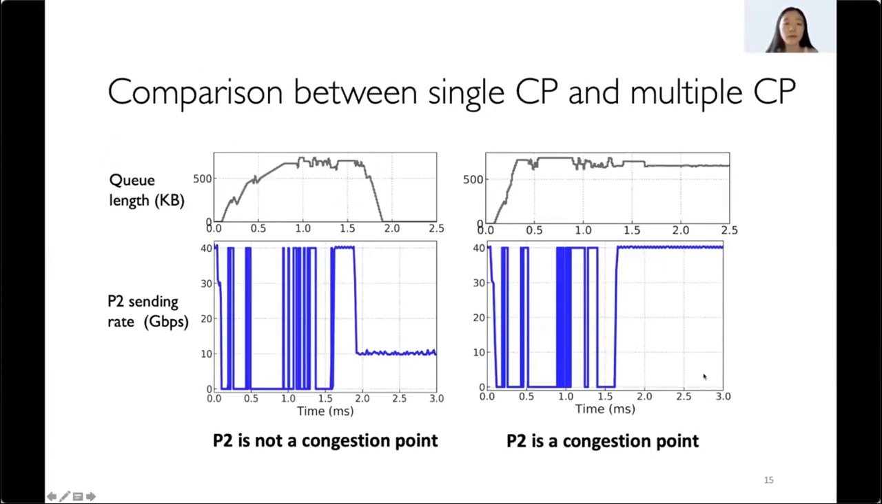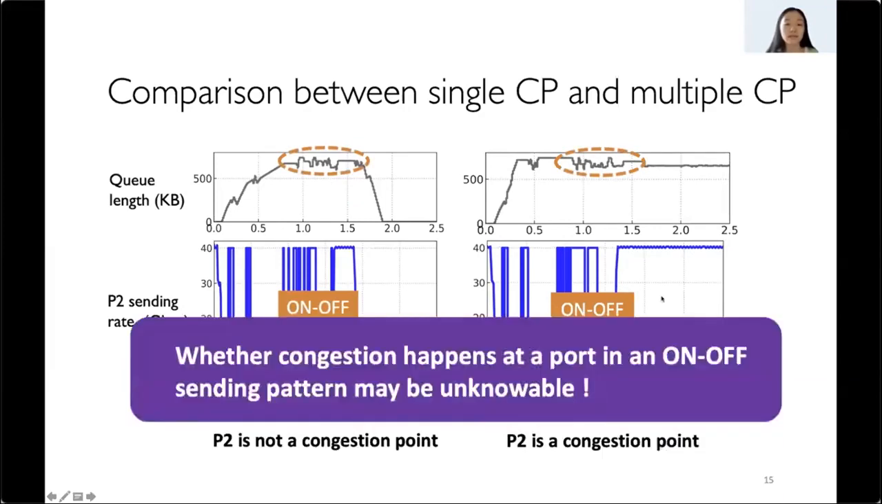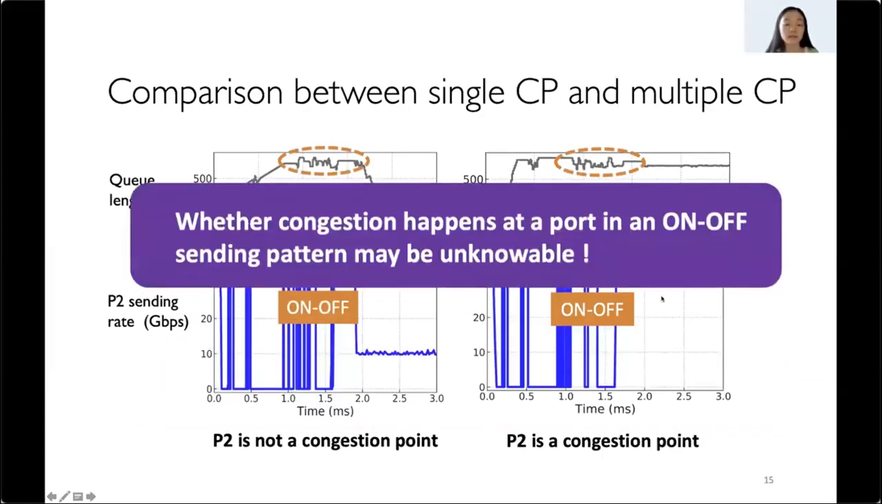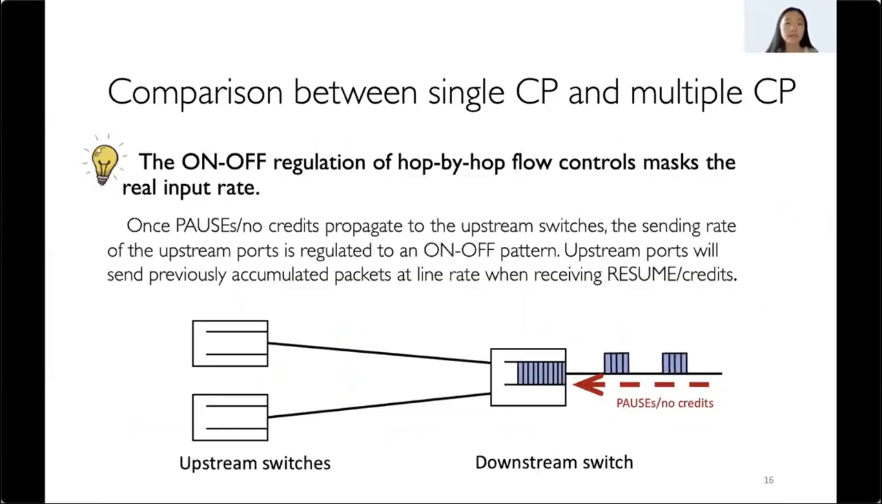We find that port P2 has the same queue length evolution and on-off sending patterns during the same period of time. As a result, we conclude that whether congestion happens at a port in an on-off sending pattern may be unknowable. The insight is that the on-off regulation of hop-by-hop flow controls can mask the real input rate. Once pauses or no queries propagate to the upstream switches, the sending rate of the upstream port is regulated to an on-off pattern.